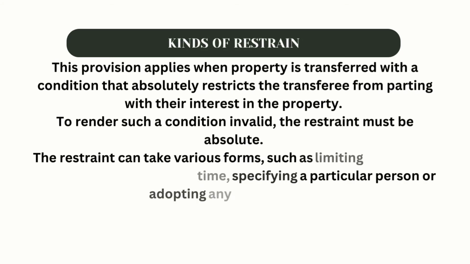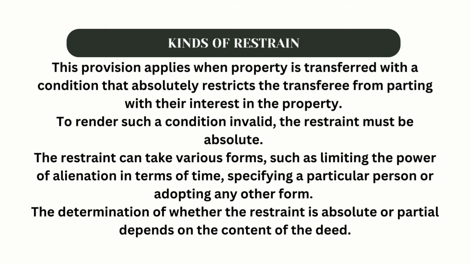This provision applies when property is transferred with a condition that absolutely restricts the transferee from parting with their interest in the property. To render such a condition invalid, the restraint must be absolute. The restraint can take various forms such as limiting the power of alienation in terms of time, specifying a particular person or adopting any other form. The determination of whether the restraint is absolute or partial depends on the content of the deed. Friends, we will see some illustrations for more clarification.